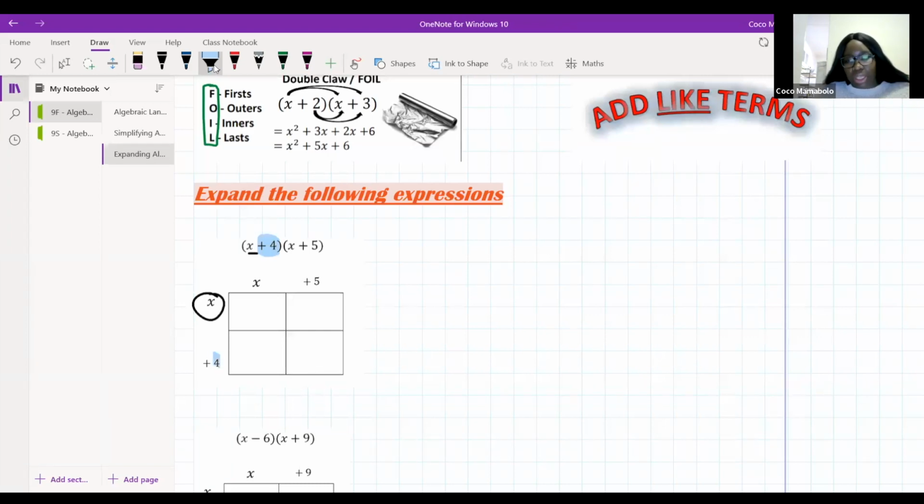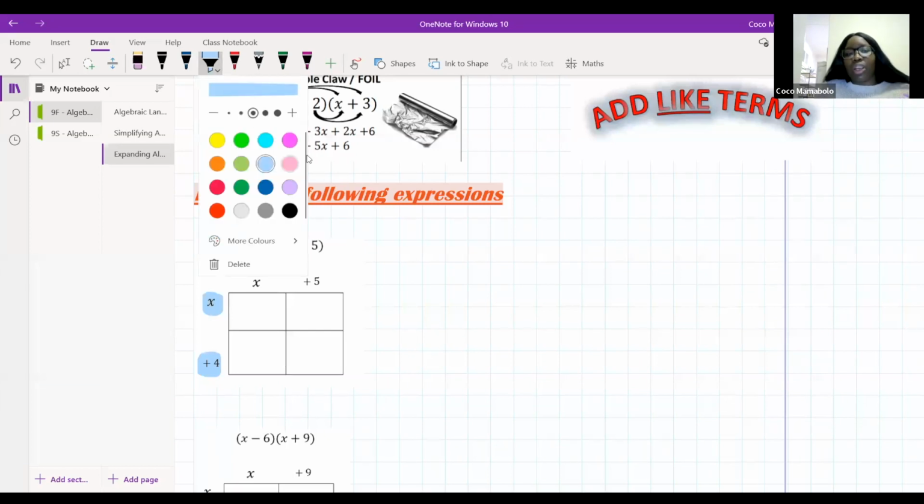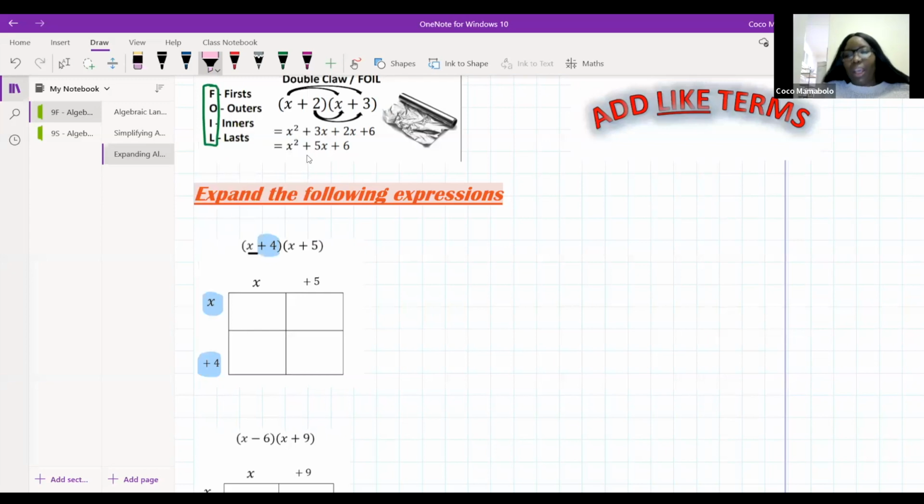You see how ma'am's written plus 4. Make sure that the plus is there as well, because we also need to multiply the signs in front. Okay, so we got x and the plus 4. And then on the top of our grid, we've got an x, so we write x over here. And we've got plus 5, so we write plus 5. And then what we're going to do is we're going to multiply them. Make sure that you don't leave out any of them. We're almost going to follow the grid as it goes.